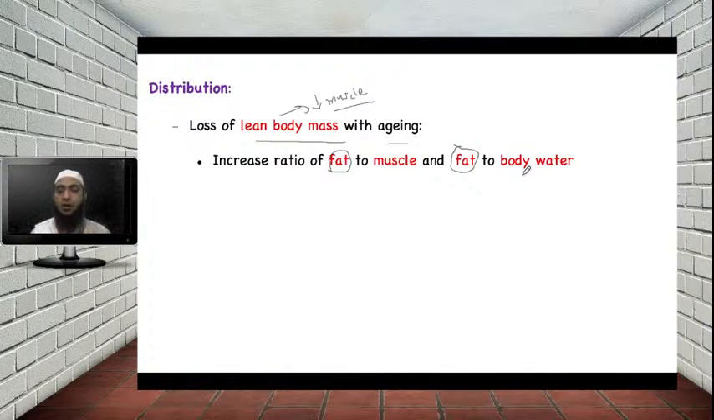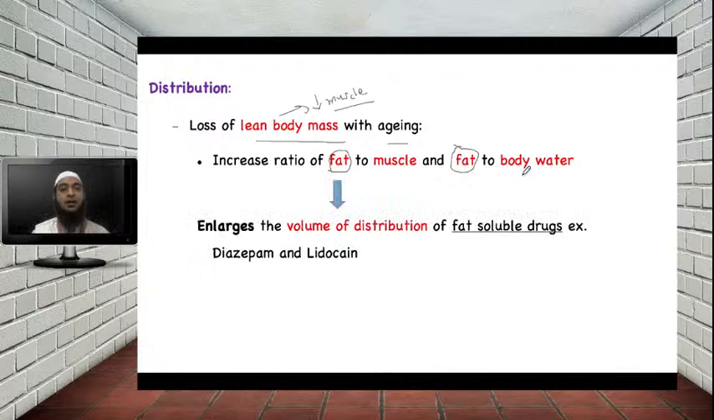Now, since these changes occur in the elderly patient, it is observed that there is an enlarged volume of distribution of fat soluble drugs. Why fat soluble drugs? Their distribution is increased because the level of fat in the body is increased as compared to muscle and body water. As a result, there is an increase in the volume of distribution of diazepam and lidocaine.